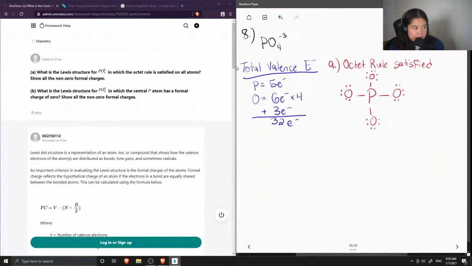So now they want us to show all the non-zero formal charges. So the equation for formal charge is equal to the number of valence electrons minus the number of non-bonding electrons, so these are all the lone pairs, minus the number of bonding electrons divided by 2.